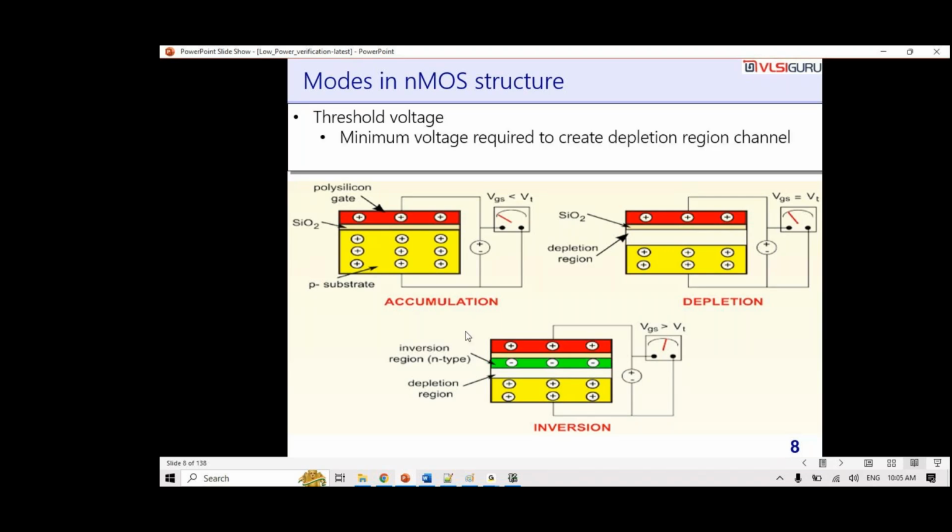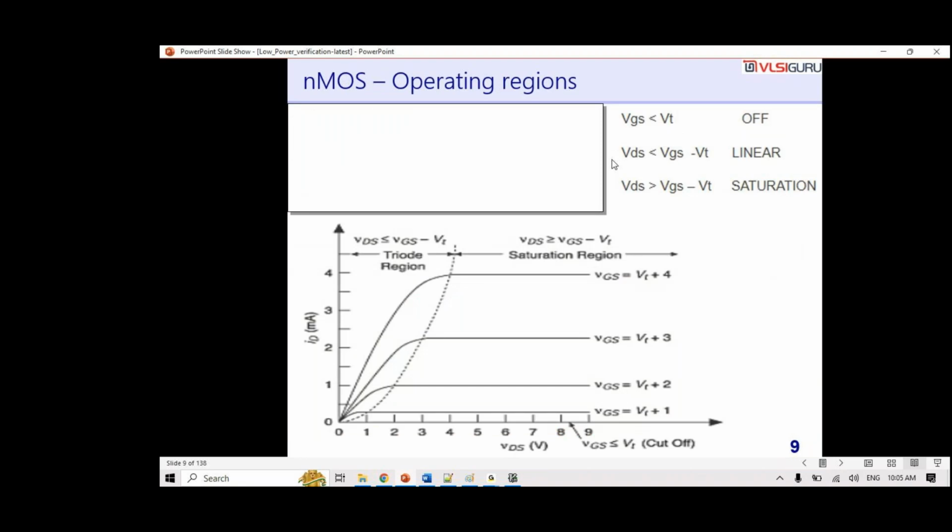Okay, so what is the threshold voltage? It is the minimum voltage required to create the depletion region channel. Then VGS is greater than VT for the current to pass from drain to the source. This diagram is important for us to understand, because it talks about what is meant by a voltage domain in the SoCs. You will be coming across multi-voltage domain designs, so this diagram has some significance for that.